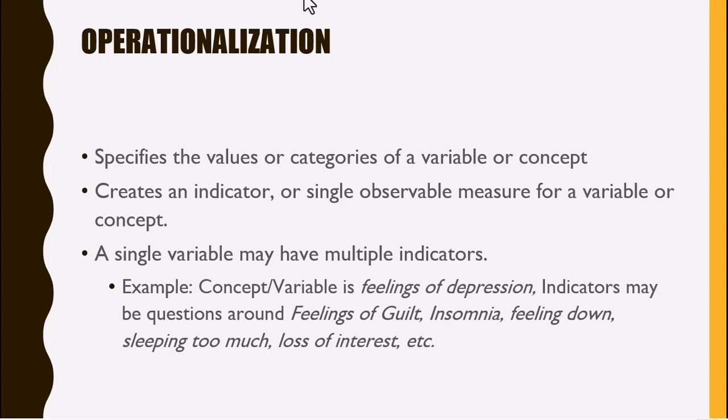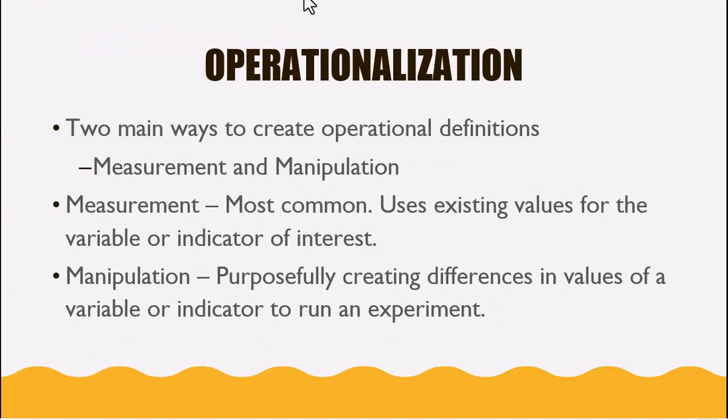There are two main ways to create operational definitions. The first and most common is measurement. This uses existing values for the variable or indicator of interest. We're going to go out and measure something that already exists. The second, which is far less common, is manipulation. This is where we're purposefully creating differences in values of a variable or indicator, typically our independent variable, in order to create control and treatment groups in an experiment. You will only see the manipulation of an independent variable in an experiment.